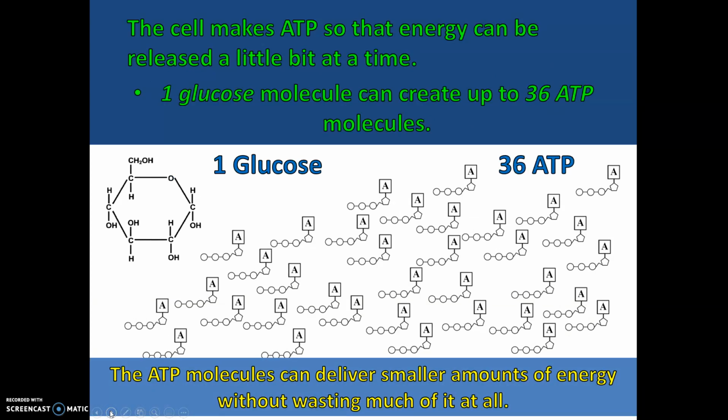So the cell makes ATP so that the energy can be released a little bit at a time. So one glucose molecule can create up to 36 ATP molecules, and the ATP molecules can deliver smaller amounts of energy without wasting much of it at all.